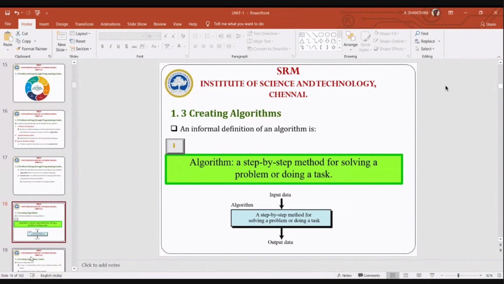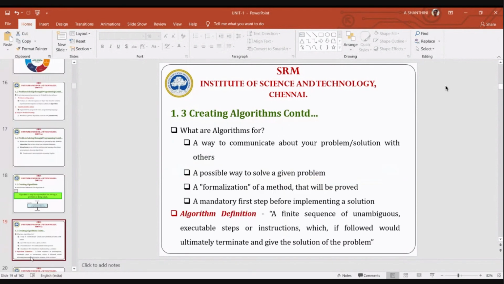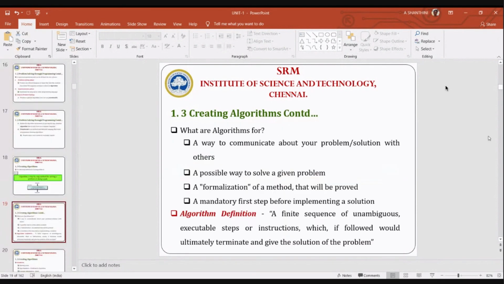Okay, so as I said, now we are going to see how to write algorithms. Here they have given the need for an algorithm: you are going to communicate your problem and the corresponding solution to the problem in normal English words.